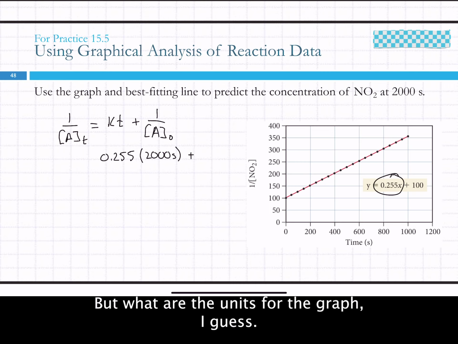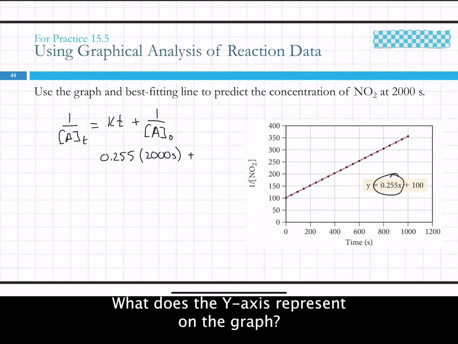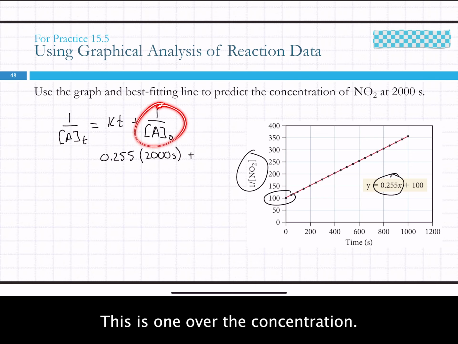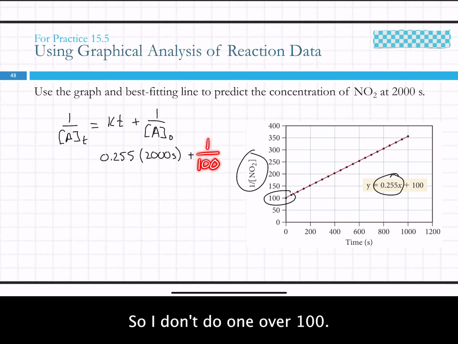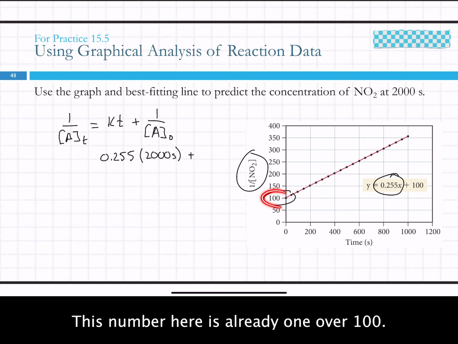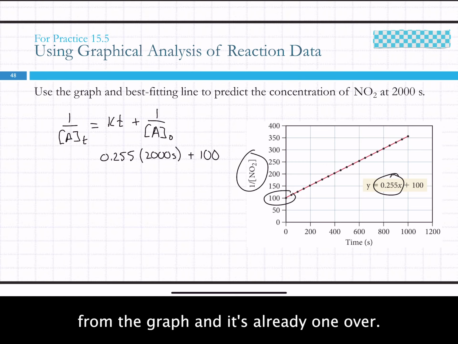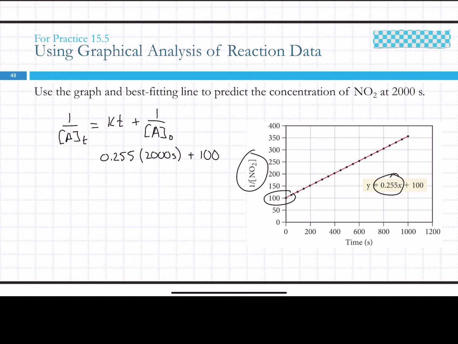But what are the units for the graph? Or I guess, what does the y-axis represent on the graph? 1 over the concentration. So in our equation here, this is 1 over the concentration. So I don't do 1 over 100. This number here is already 1 over the concentration, so I just plug in 100, because we're getting that data from the graph, and it's already 1 over the concentration.